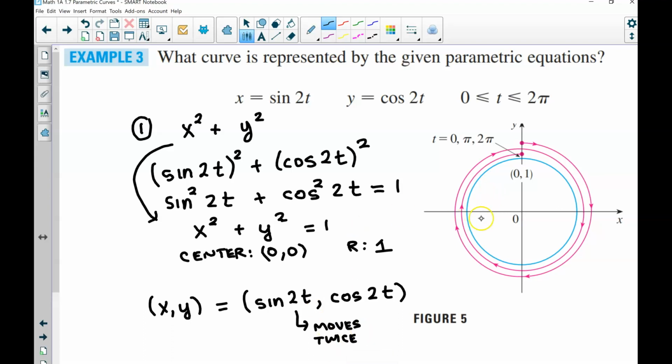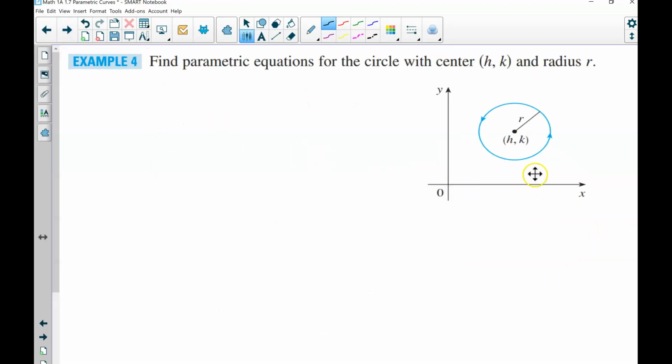So thus we distinguish between a curve, which is a set of points, and a parametric curve, in which points are located in a particular way. Let's take a look at example number 4. We want to be able to find parametric equations for the circle centered at hk and radius r.